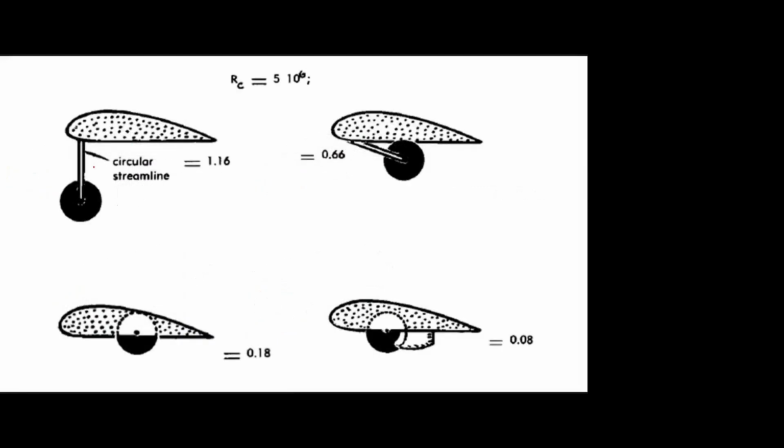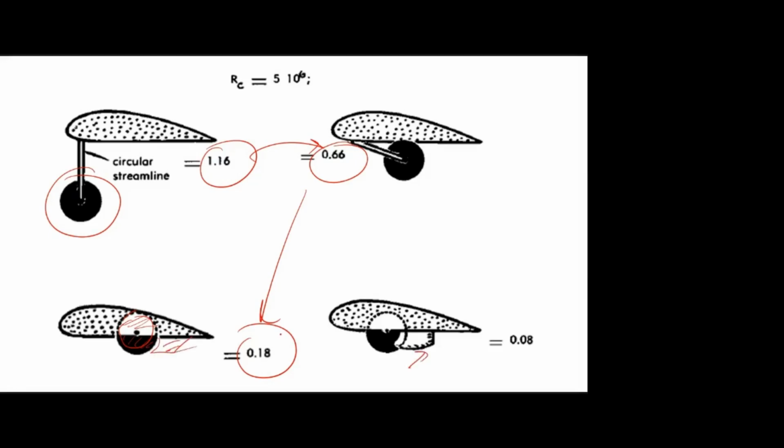This is almost the same. For the fixed one, 1.16. If it is retracted below the wing, it is reduced to 0.66. And if half of it is taken inside the wing, only half of the wheel is exposed to the airflow, so the drag is further reduced to 0.18. And we know how to convert a bluff body to a streamlined body by giving the rear fairing. If you give the rear fairing, it is reduced from 0.18 to 0.08.